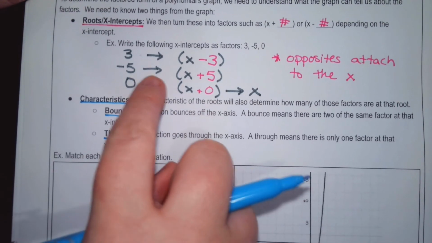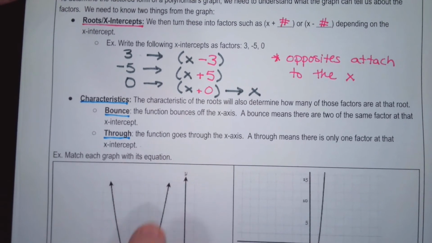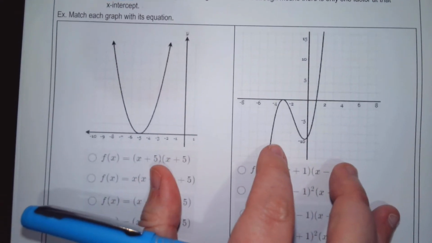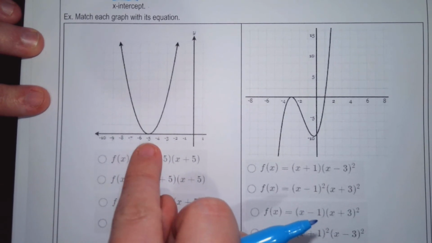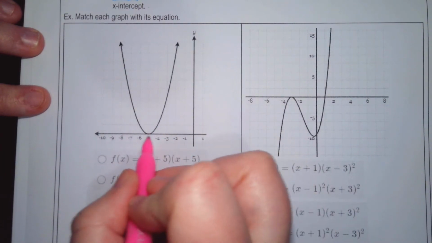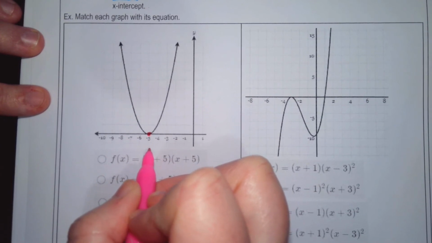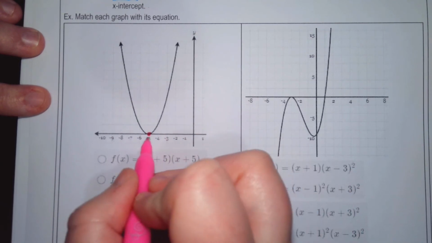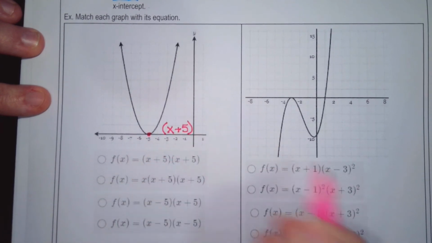So now that we have how to turn our x-intercepts into factors and identifying our characteristics, let's look at a graph and match it to an equation. All right, so this first one, nice and easy. What you're first going to do is identify your x-intercepts. Here, we only have one x-intercept at -5. Then you're going to write that x-intercept -5 as a factor. So x minus 5, as a factor, we go opposite, x plus 5.